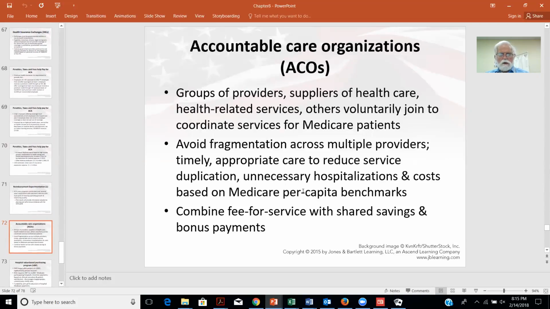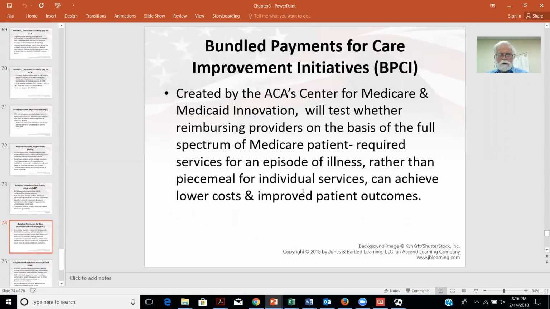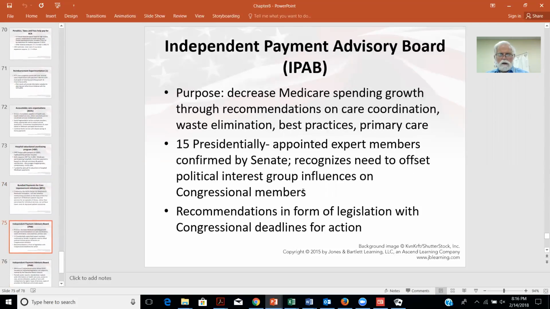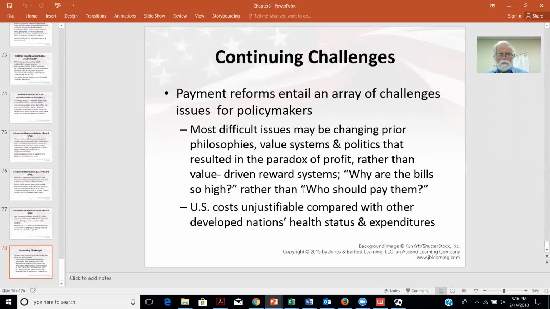Lots of work going on and looking at how to make this work. So what I want you to do is read through the chapter, of course, do the homework for this week. There's a lot of information, lots of continuing challenges, and continued debate over the cost of healthcare and its outcomes in this country. And it's a continuing debate, as we've seen in recent years.